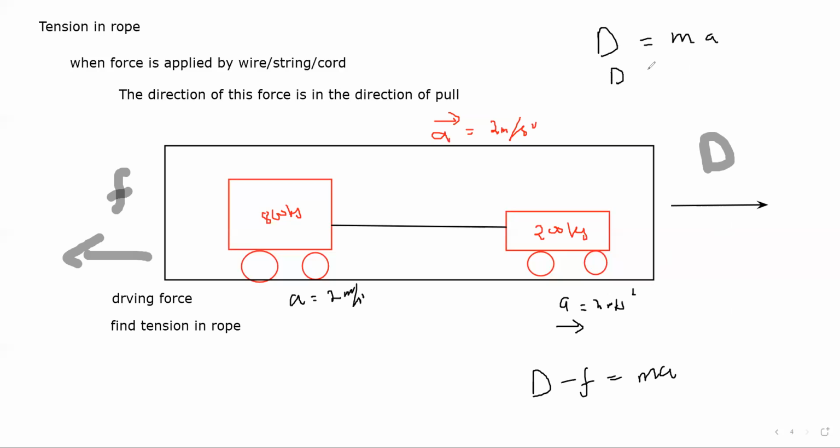So we need a driving force. What mass will I take? The total mass of this whole body is 1000: 200 for one and 800 for the second one. So total mass is 1000. What about acceleration? That's equal to 2. So the total driving force is equals to 2000 Newton. Is it clear, the first part?